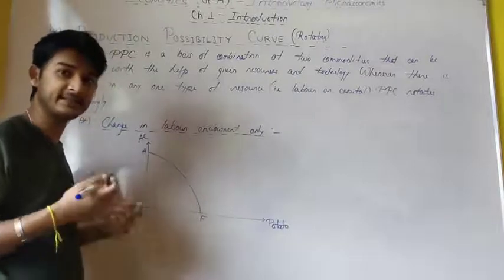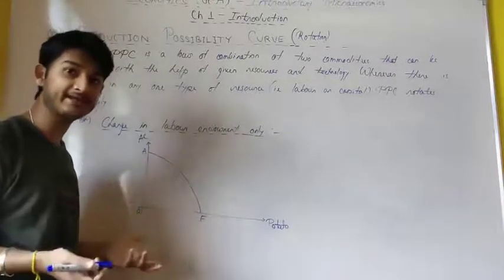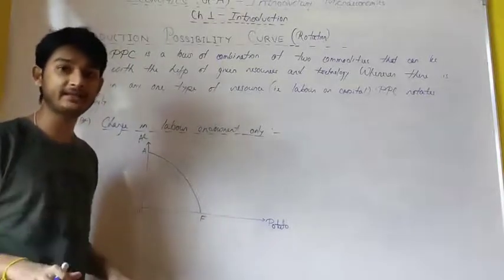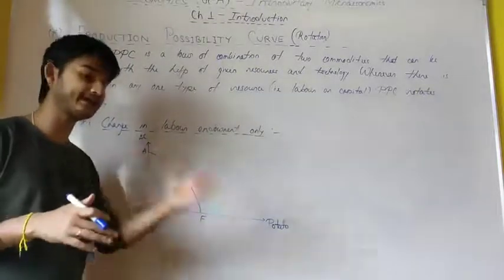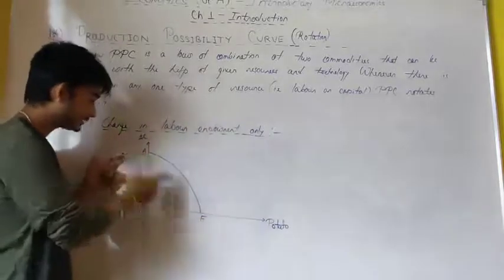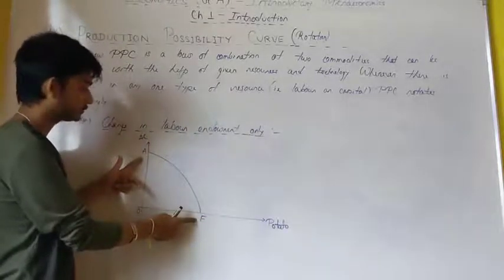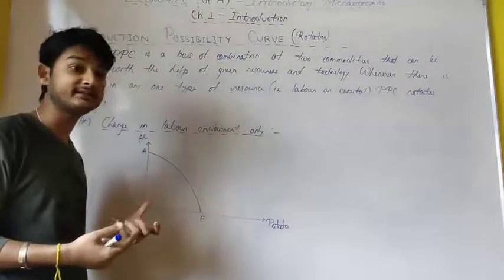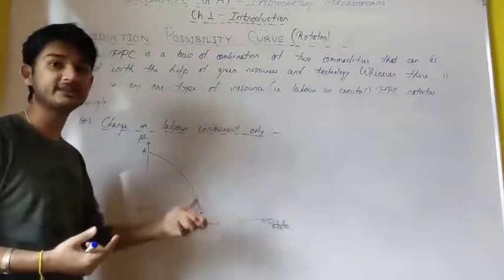Now whenever there is some positive change associated with the labor endowment only, that means whenever there is increase of labor endowment and there is no increase in capital stock, the capital is remaining at its place. This AF production possibility curve is drawn with the assumption that the technology remains fixed.